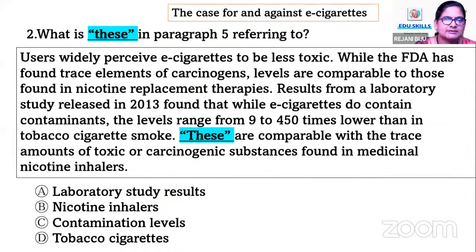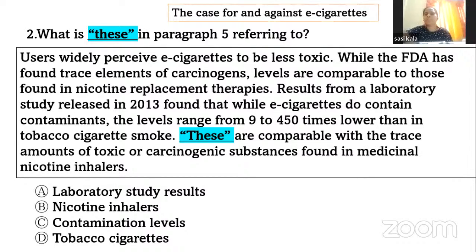While e-cigarettes do contain contaminants, the levels range from 9 to 450 times. Regarding what it is telling? Contaminants. Yes. The levels range from 9 to 450 times. That is regarding the contaminants. Can you find any option like that? Yes, ma'am. C, contamination level. Yes, you are right.